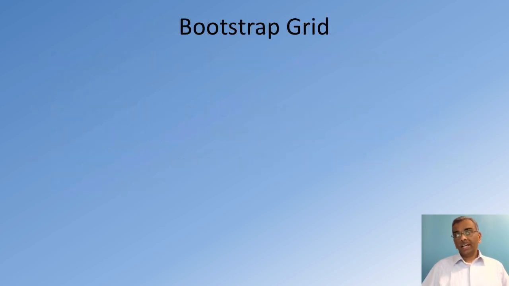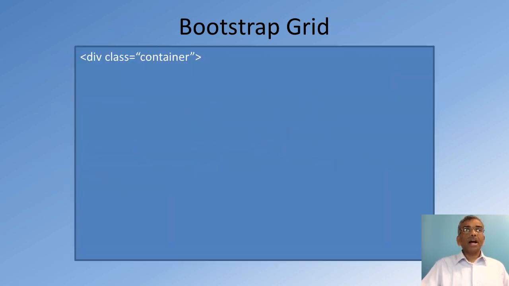Let's now talk in a little more detail about the Bootstrap grid and how it actually works. The way the Bootstrap grid works is by applying a container class to the outermost layer. We might use a div as the element to which we apply the container class, in general. The container is the outermost unit within which the actual content is laid out.